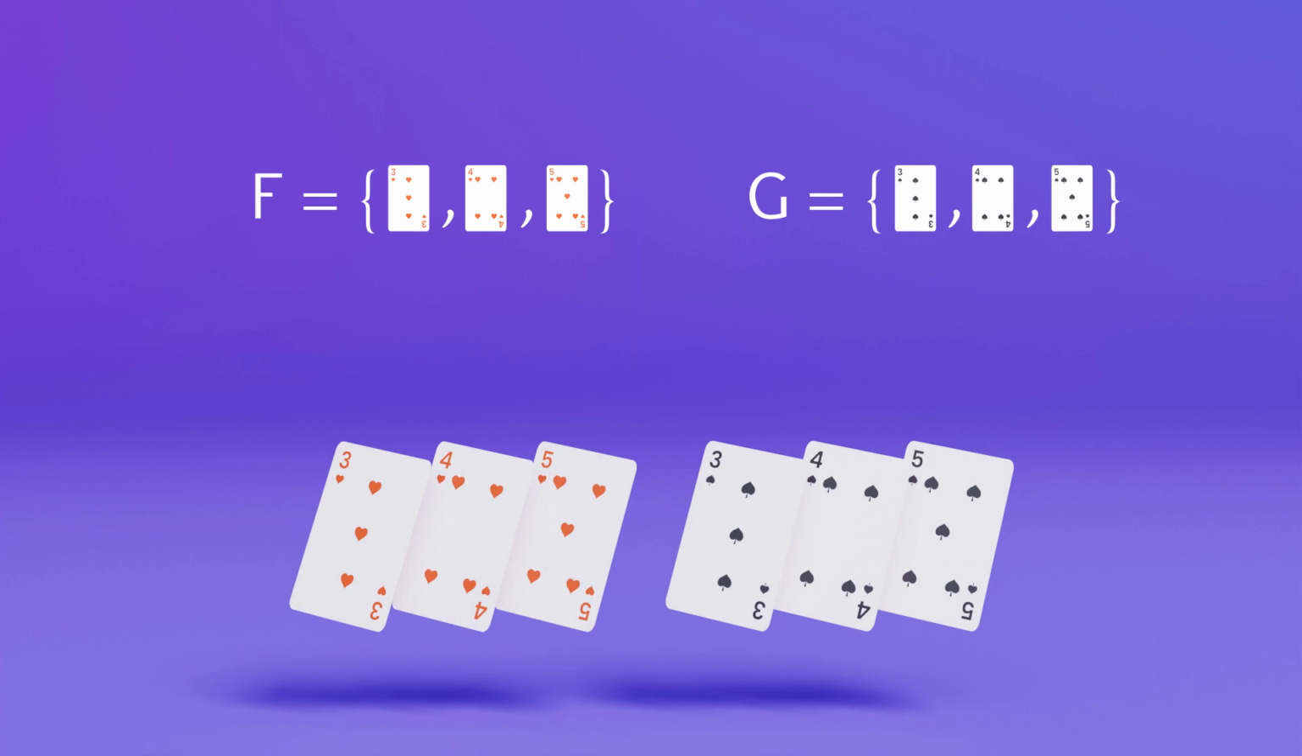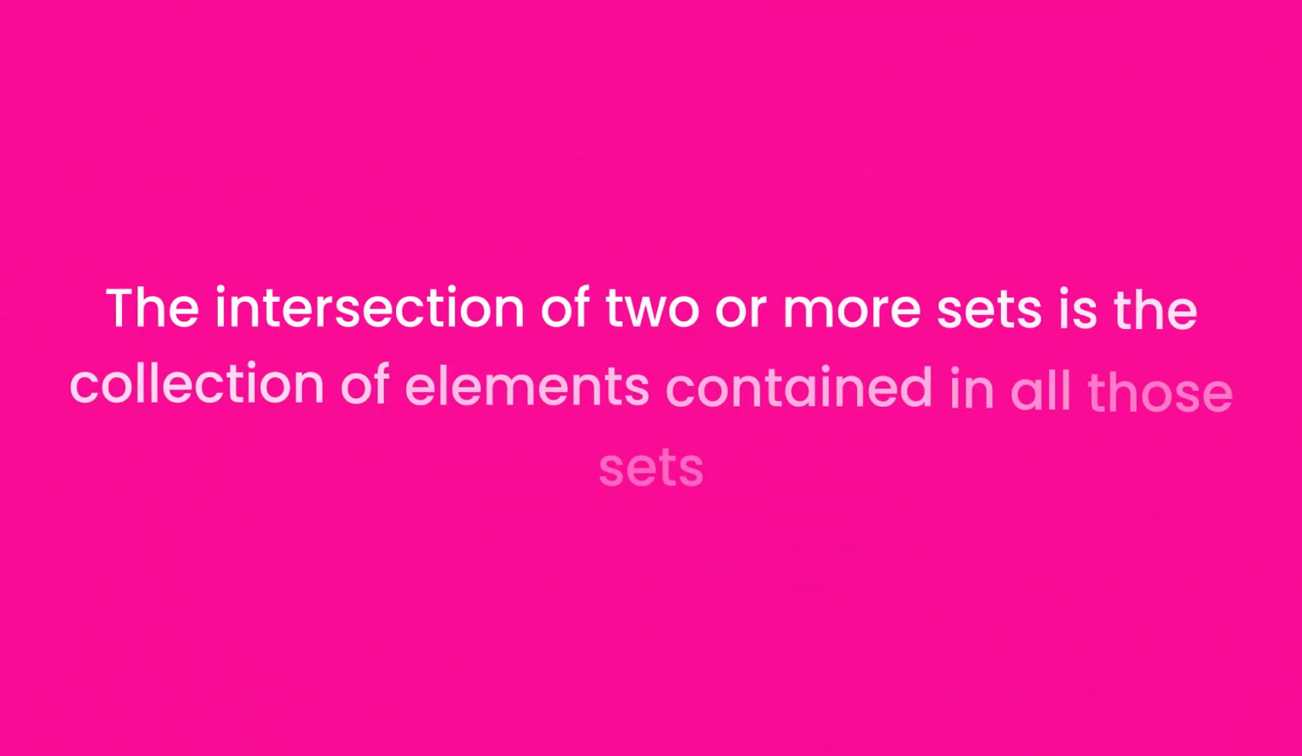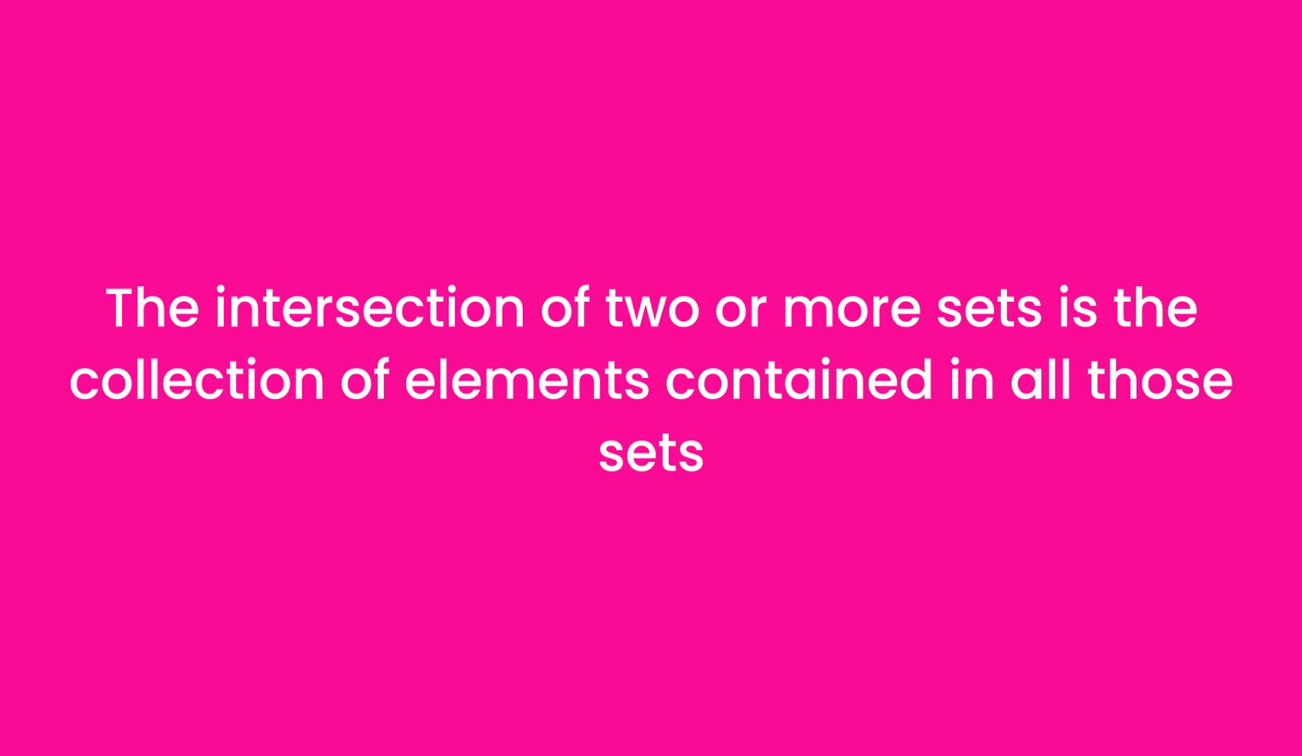With no elements in common, you get an empty intersection. You write it like this. The intersection of F and G is an empty set. The intersection of two or more sets is the collection of elements contained in all those sets.